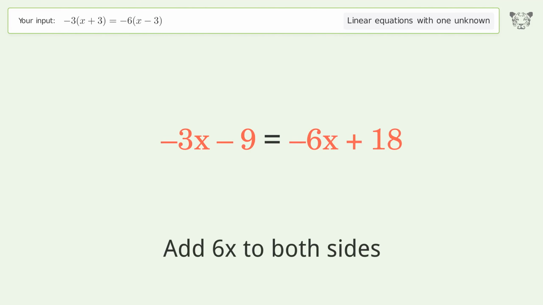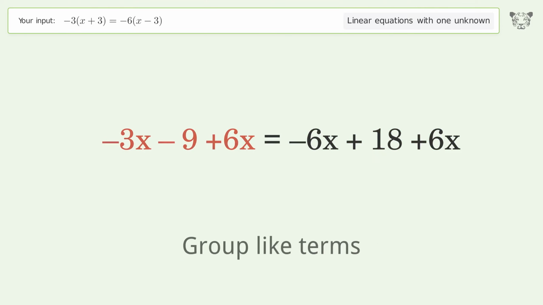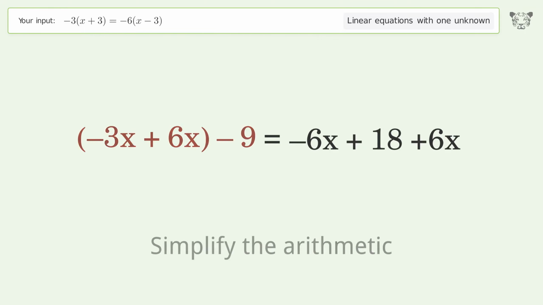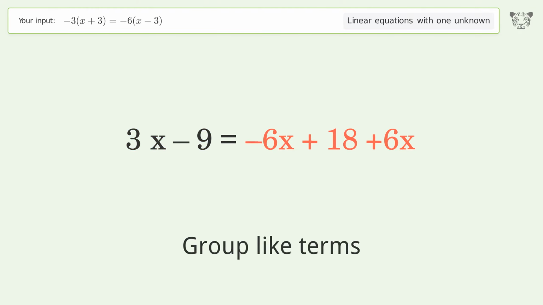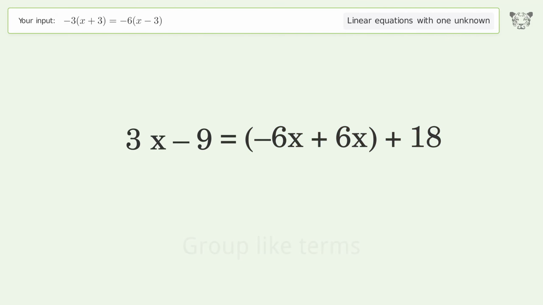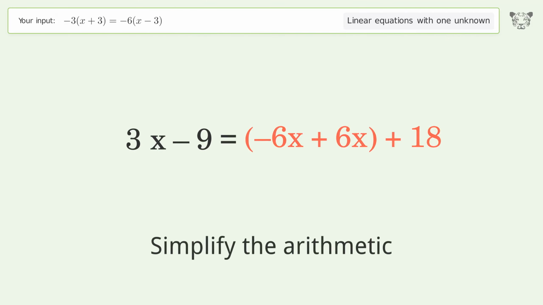Add 6x to both sides. Group like terms. Simplify the arithmetic. Group like terms. Simplify the arithmetic.